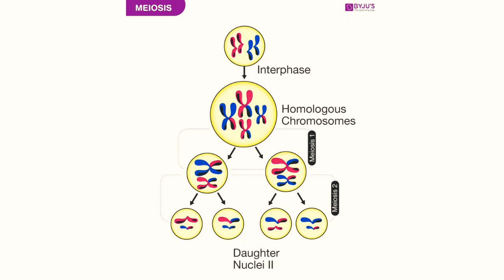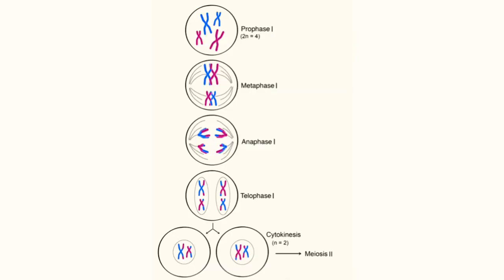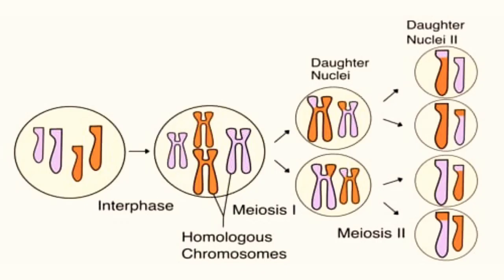Before going to meiosis, let us see some terms. You should be familiar with the terms. Haploid. What do you mean by haploid? Single set of chromosomes. Diploid. Two complete sets of chromosomes. Then heterotypic division and homotypic division.